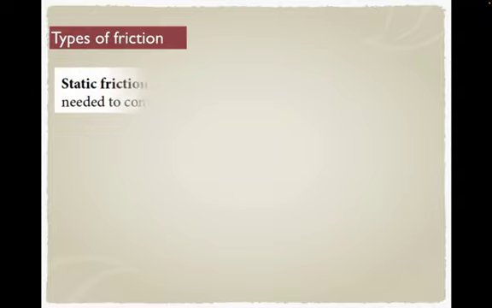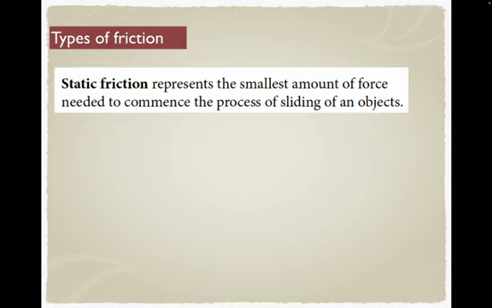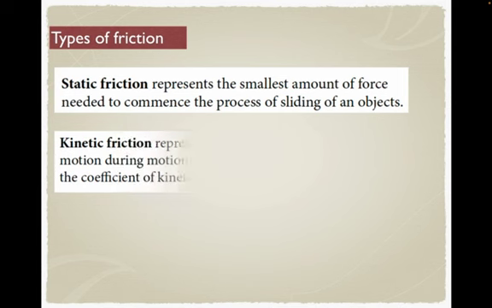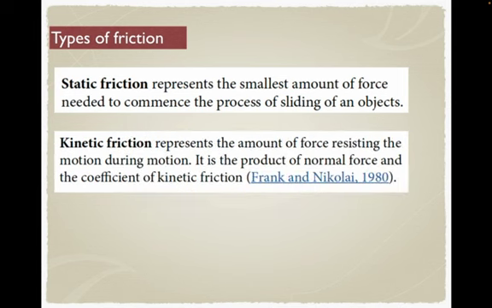Now we have two types of friction. The first one is called static friction, which represents the smallest amount of force needed to commence the process of sliding on an object. So the object will be sliding in a smaller amount, not a big sliding. And the other one is called kinetic friction, which represents the amount of force resisting the motion during motion. And usually it's the product of the normal force and the coefficient of kinetic friction. So basically, static friction represents a smaller amount of movement, tipping and uprighting, while the kinetic one is the amount of force resisting the motion during motion, which is generally not applied to orthodontics.